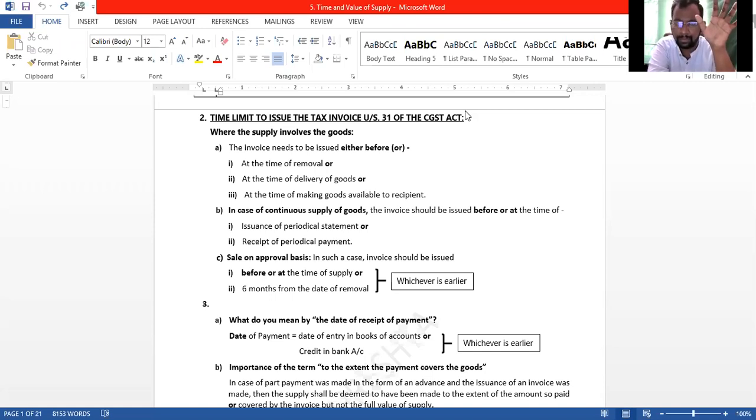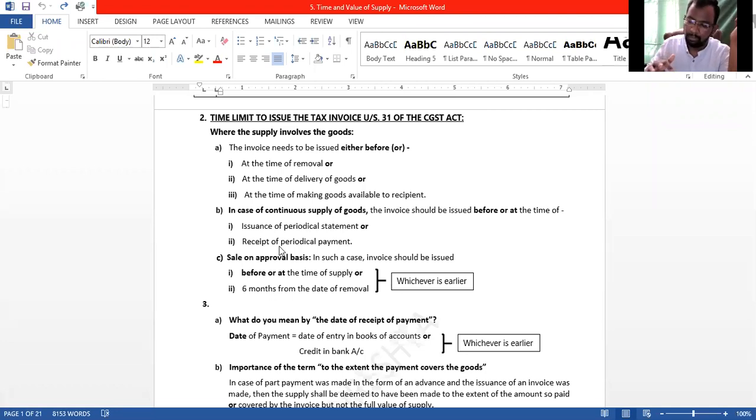Any doubts? Everyone, any doubts? సో టైం లిమిట్ అనగానే ఒక నెంబర్ మన మైండ్ లోకి వచ్చి ఉంటుంది. నెంబర్ ఏం లేదు, 30 days 45 days అలాంటిది ఏమి ఉండదు సార్. ఇక్కడ సిచ్యువేషన్ ని బట్టి ఉంటుంది, సిచ్యువేషన్ ని బట్టి.